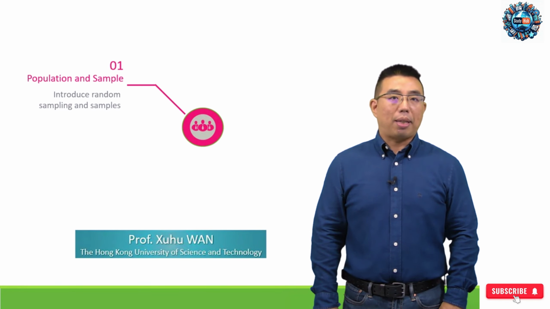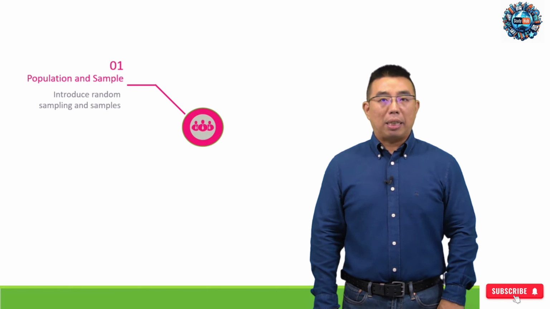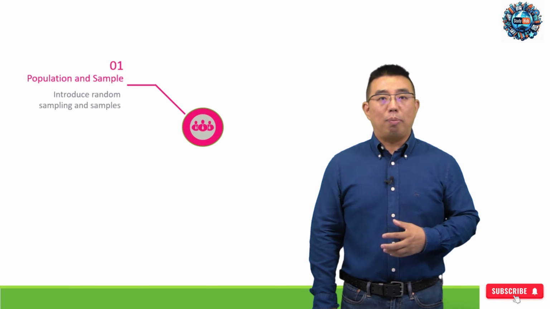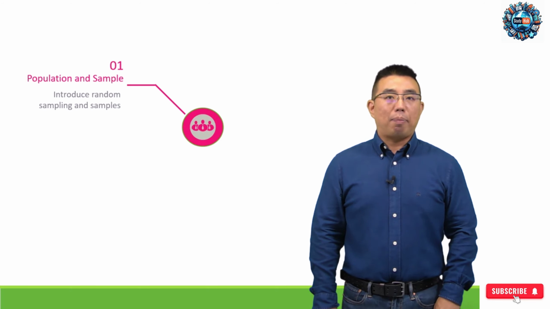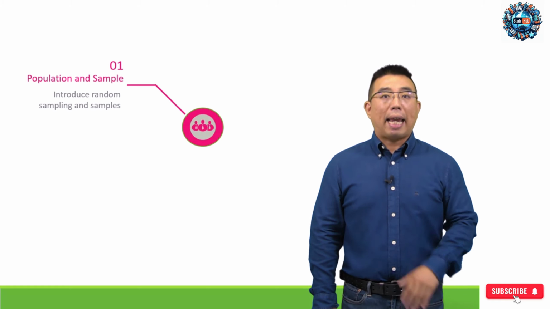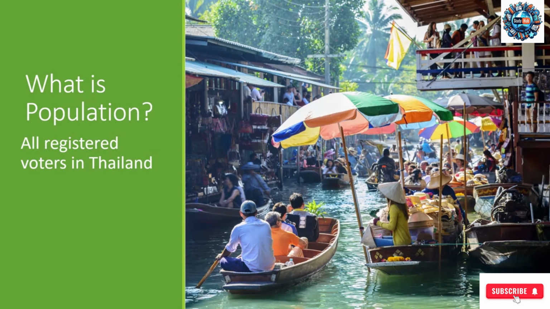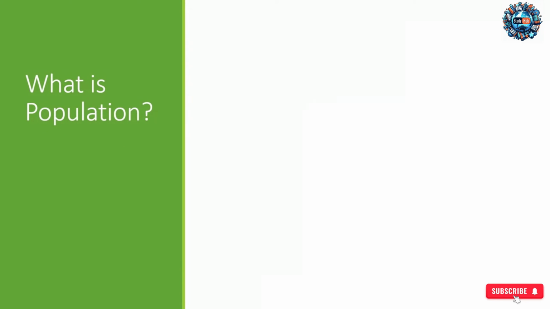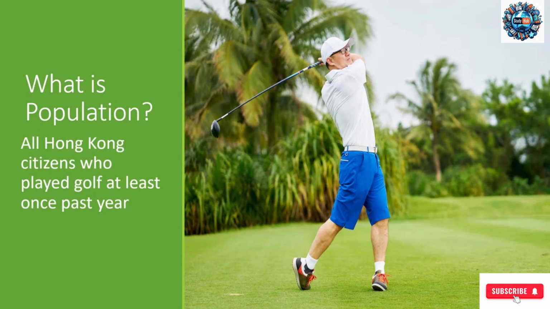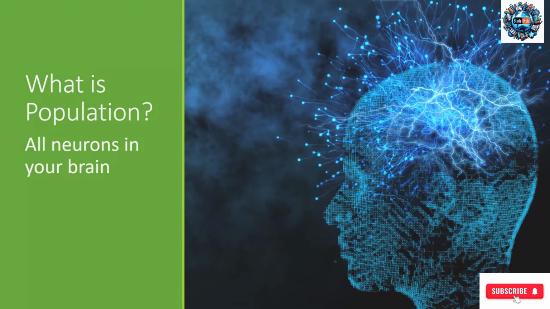In this video, we are going to discuss basic concepts about population and sample. Population is a group of individuals who have something in common. We may be interested in some properties about certain group, which we call target population, that cannot be observed completely. For example, all registered voters in Thailand, or all Hong Kong citizens who play golf at least once per year, or all neurons from your brain.